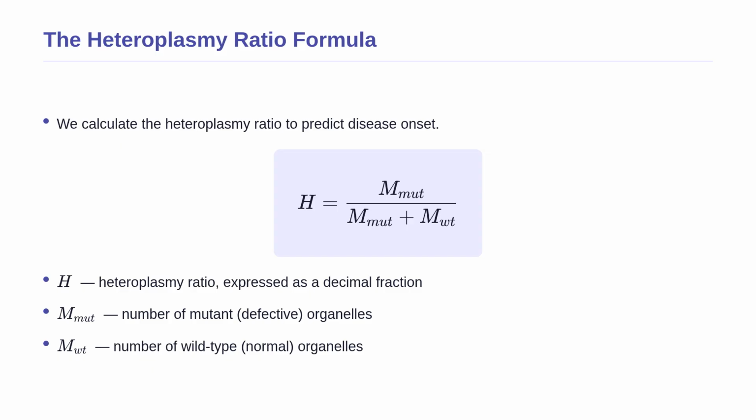M-mut stands for the number of mutant or defective organelles present. MWT represents the number of wild-type or perfectly normal organelles. The denominator simply adds them together to get the total number of organelles. If the number of mutant organelles increases, the ratio H increases, pushing the cell closer to the disease threshold. Conversely, if wild-type organelles replicate faster, H decreases, protecting the cell.